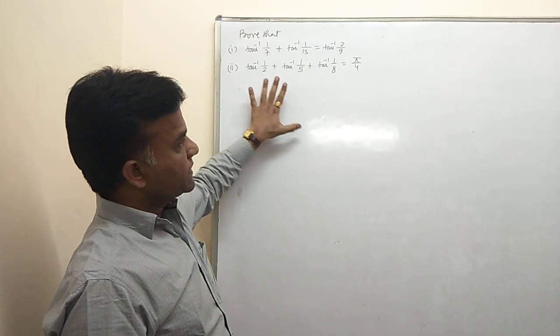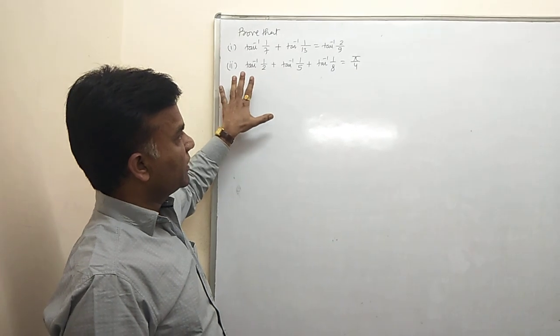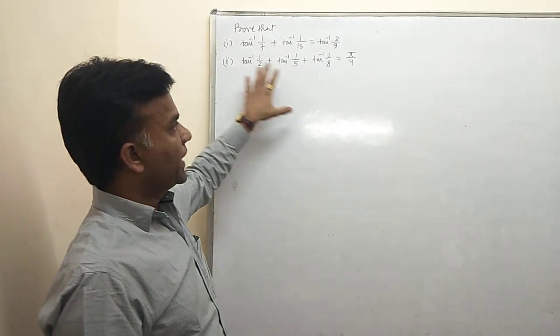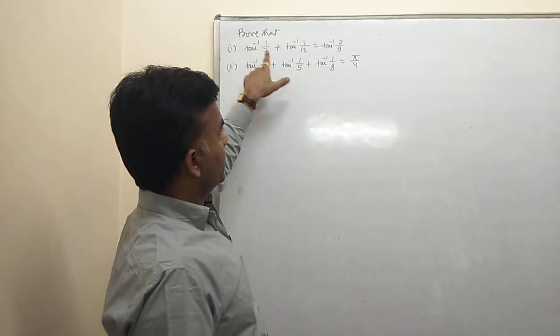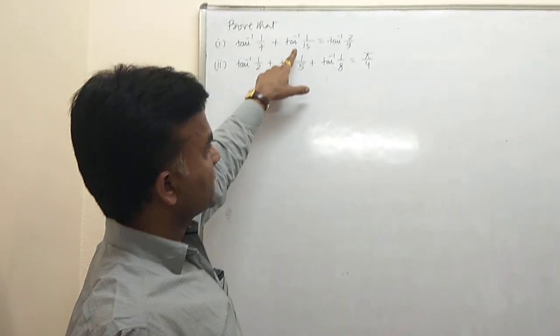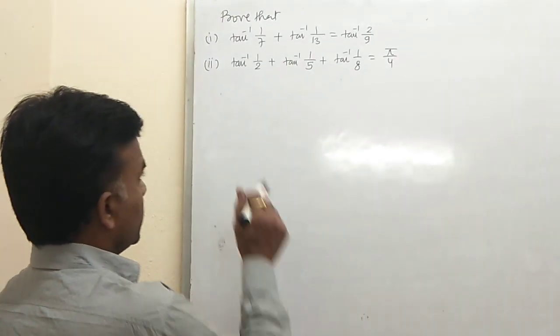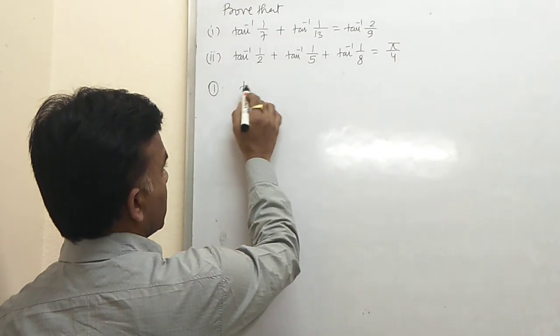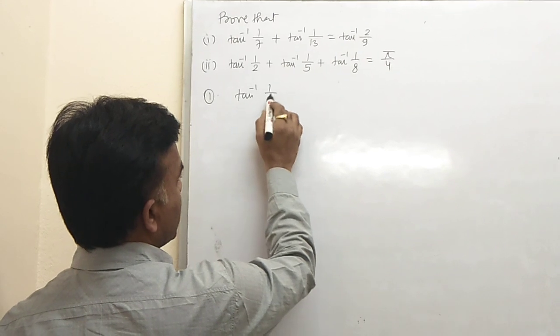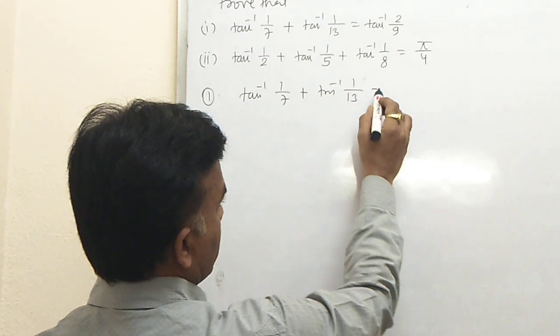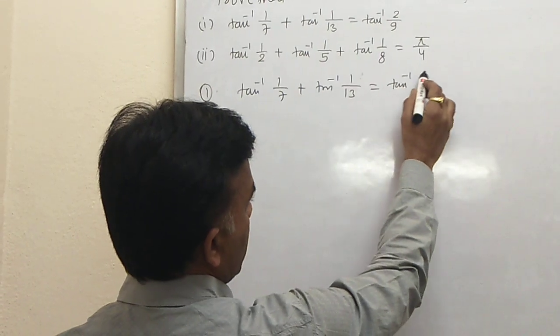Okay, then we have two examples related to the first trigonometrical identities of tan, because they are related with the tan. Prove that tan inverse of 1 by 7 plus tan inverse of 1 by 13 is equal to tan inverse of 2 by 9. So first, here we have the question: tan inverse of 1 by 7 plus tan inverse of 1 by 13, which is equal to tan inverse of 2 by 9.